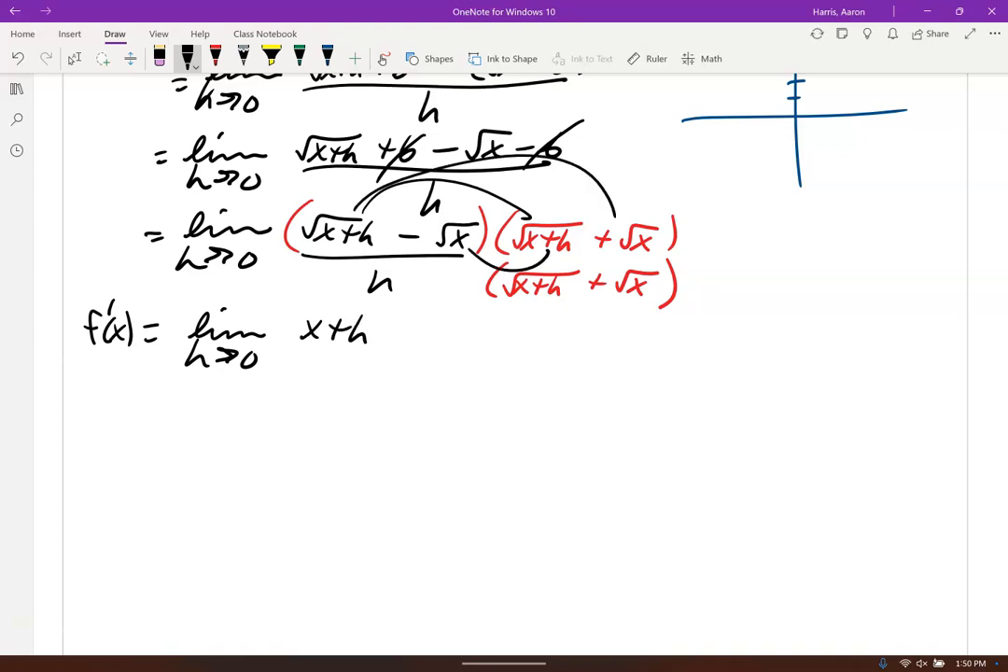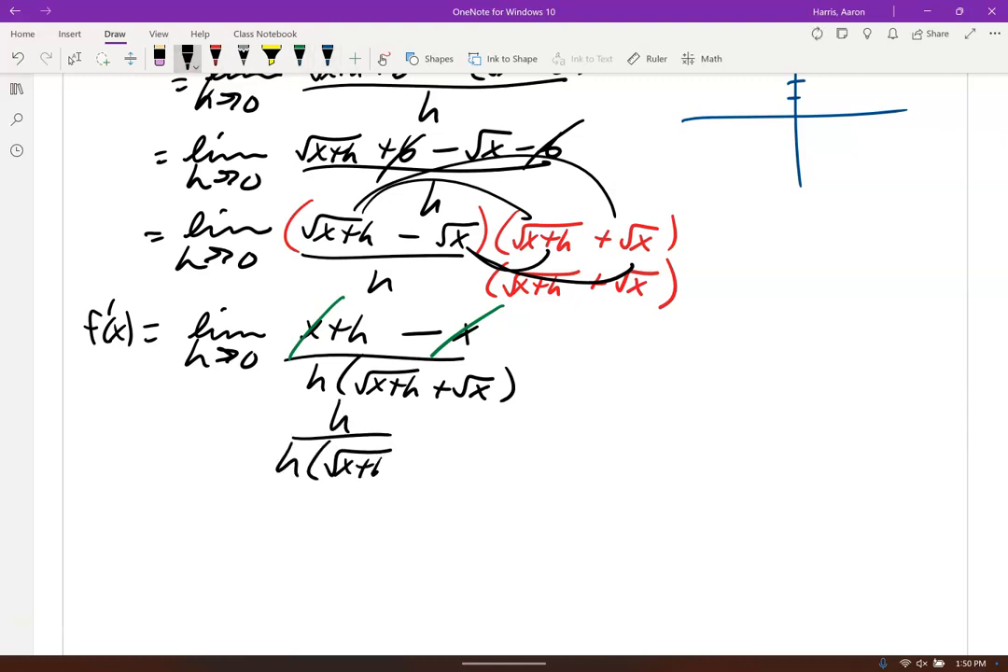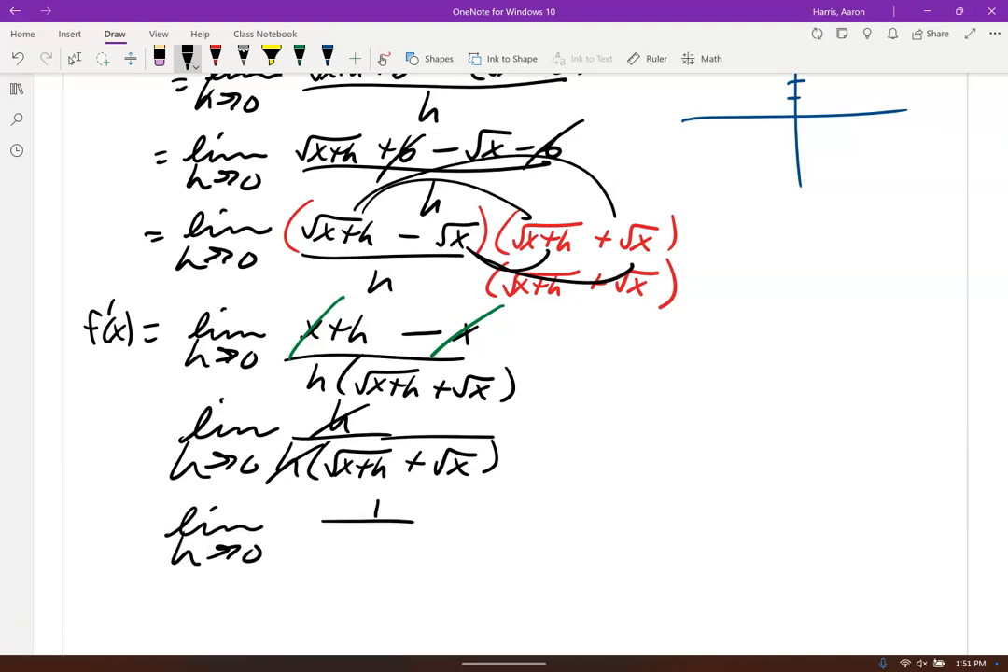Now the outer and the inner are going to cancel each other, so I'm not going to even bother to write those. But the last one's negative root x times a positive root x, which is just a minus x. And now notice these x's cancel. And so I'm left with h over h times square root of x plus h plus root x. And my h's cancel. So I've got the limit as h goes to 0 of 1 over square root of x plus h plus root x.